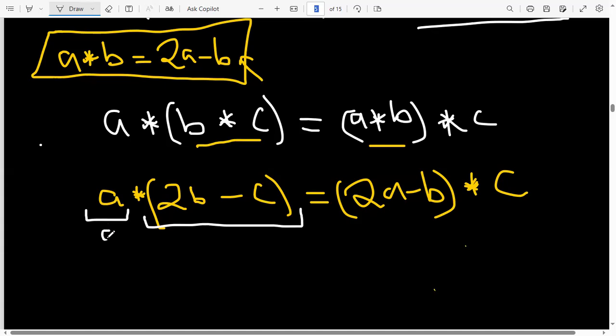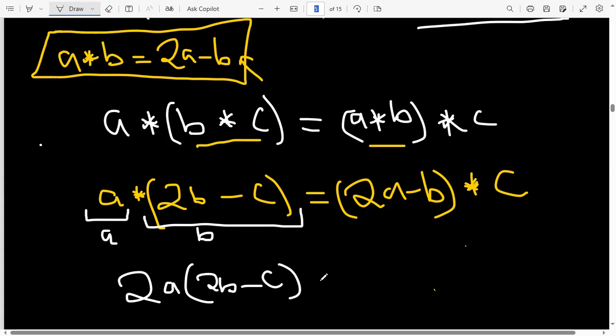Remember, this A is the A, and this whole thing is taking the place of B. So in this expression we're going to write 2, A is still A, so I write A, and then in brackets I write the value of this B. This B now is 2B minus C, so I write 2B minus C. And then this equals, and here we have 2A minus B star C.